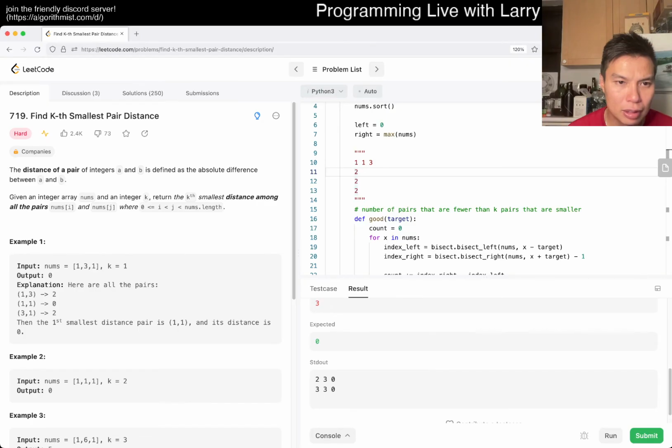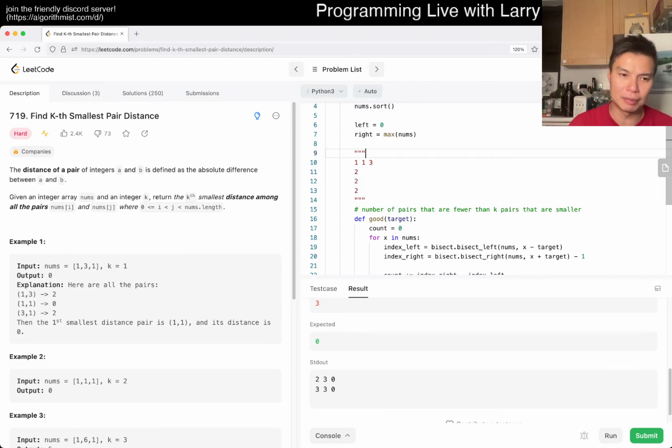1, 3. Does the order matter? Order doesn't matter, right? Yeah, no. 1, 3, 3, 1. Yeah, I guess so. There are only 3 pairs, right? So, and all 3 is good. So okay, so then the 2 it goes.